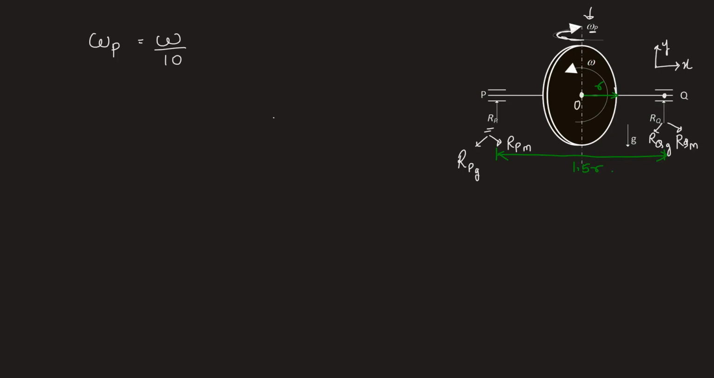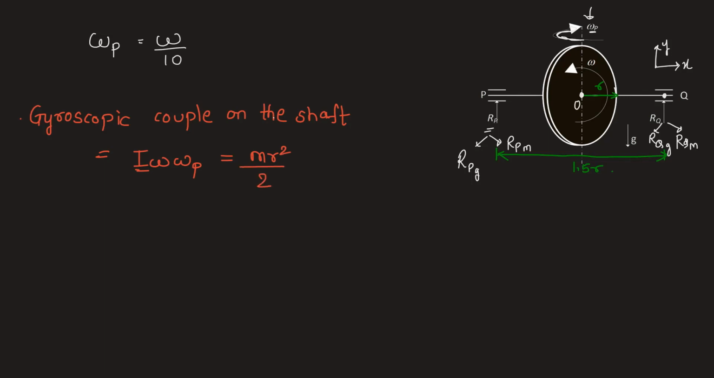So first, to find out Rpg and Rqg, we'll first calculate the gyroscopic couple. So we have the gyroscopic couple on the shaft equal to I into omega p. I for a disc can be written as mr square by 2. This you need to know, this is a standard formula. Into omega p, which is nothing but omega by 10. So we have this as m r square omega square by 20.